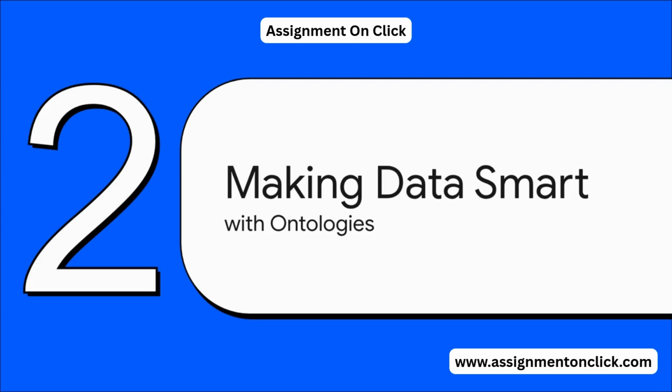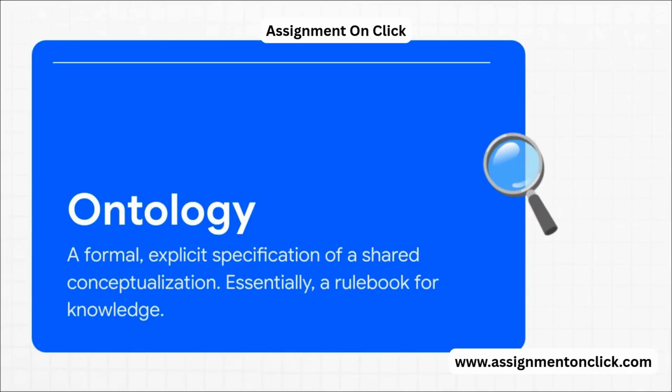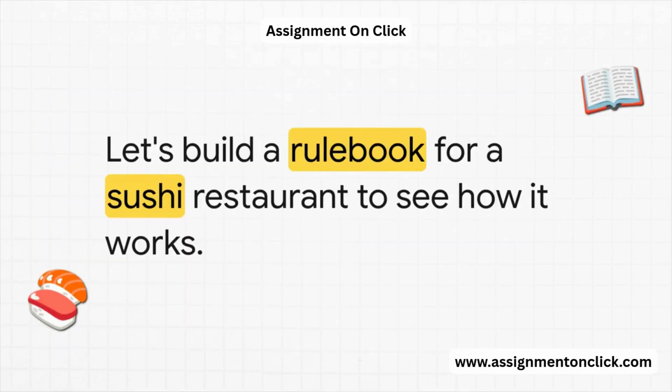Well, this is where a concept called an ontology comes into play. Yeah, I know that is a mouthful, but don't worry about the jargon. Just think of an ontology as a rule book for a specific topic. It's our way of formally defining all the concepts, all the categories, and the relationships between things so that a computer can finally understand the context. And to make this really concrete, we're going to build a tiny little rule book, an ontology, for a sushi restaurant. It's a simple and, hey, delicious way to see how all this stuff actually works in practice.